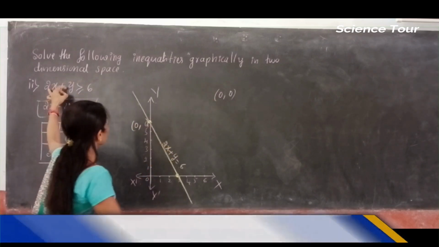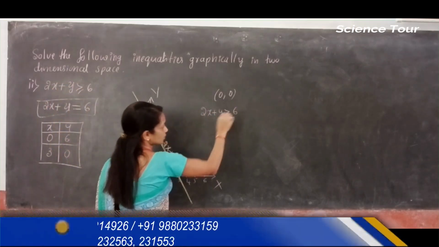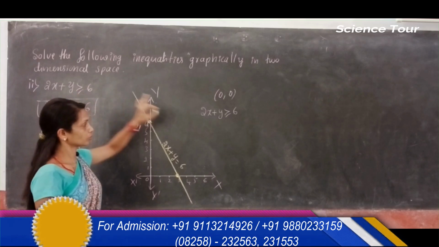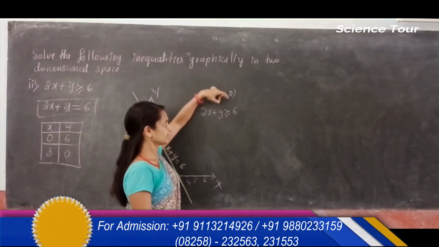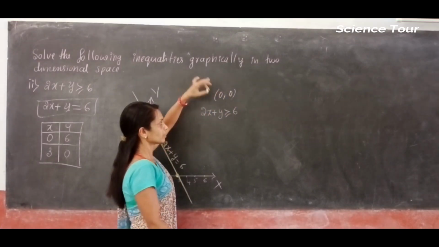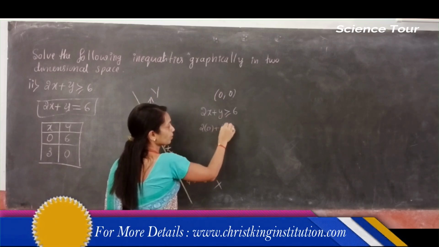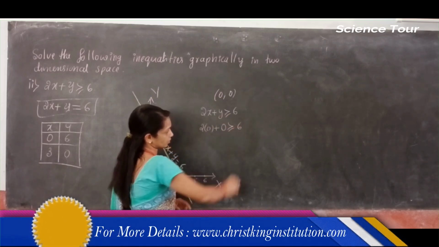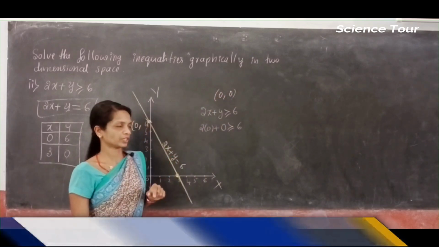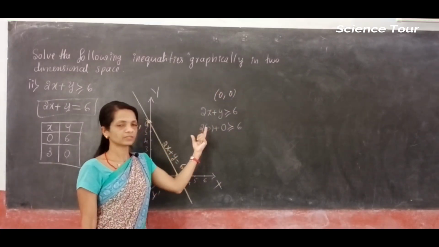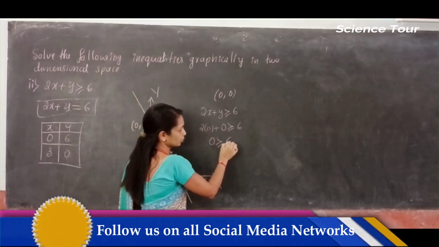Now take the inequality, that is 2x plus y greater than or equal to 6. The same inequality symbol you have to use. Now put x as 0 and y as 0 in this inequality. So now what you will get: 2 into 0 plus 0 greater than or equal to 6. Now you can understand why this checking point is easier to check. Because you will get 0 plus 0, that is 0. 0 is greater than or equal to 6.